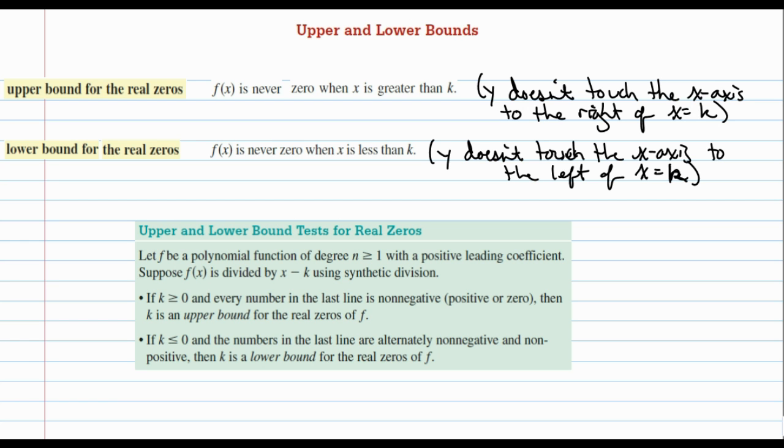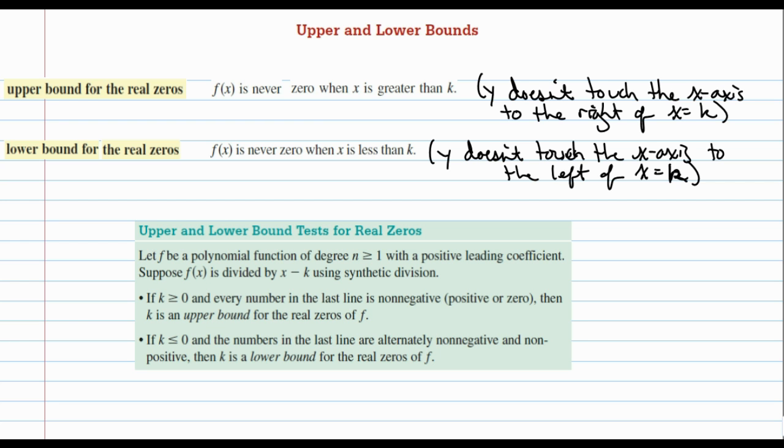But in this case, an upper bound is a k value such that after that k value on the x-axis, the y values will never cross or touch the x-axis. So in other words, if y doesn't touch the x-axis to the right of k, that means k is an upper bound. If the y values don't touch the x-axis to the left of k, then k is a lower bound.